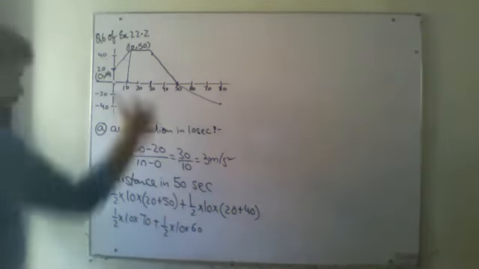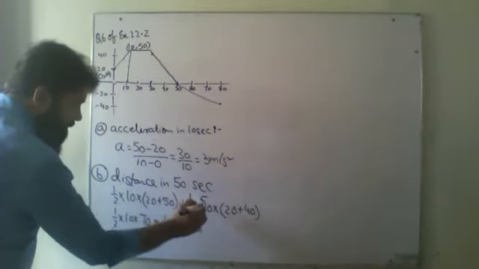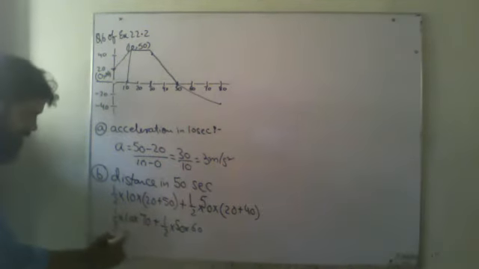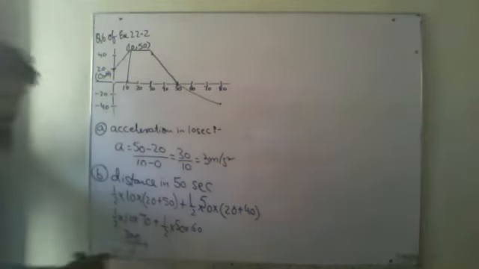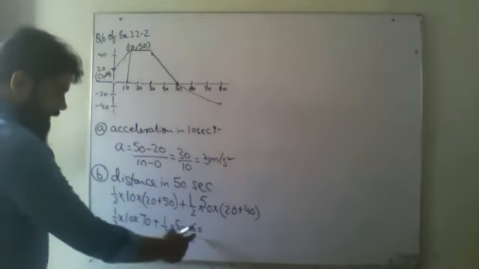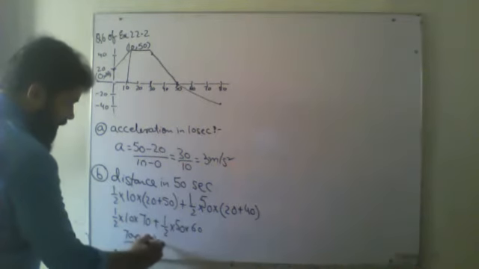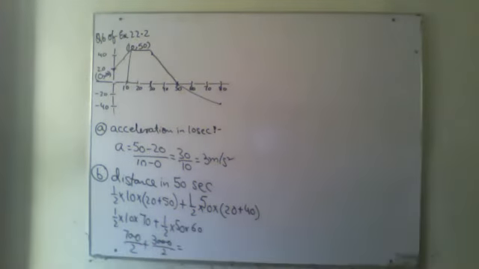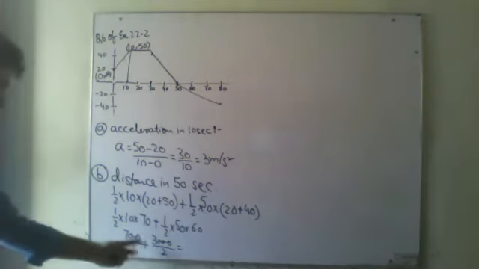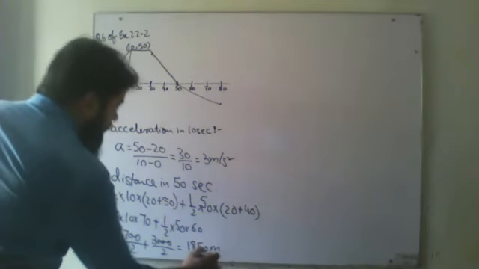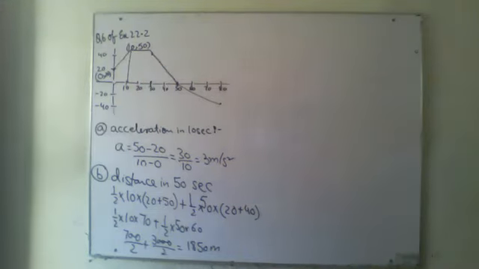60. Okay, sorry, this one is not coming 10. This one is coming 50. Simplified, this will become 700 over 2 plus 50 into 60, that will be 3000 over 2. When I simplify it, my answer is going to be 1850 meters. That's your total distance which is covered over here in 50 seconds.